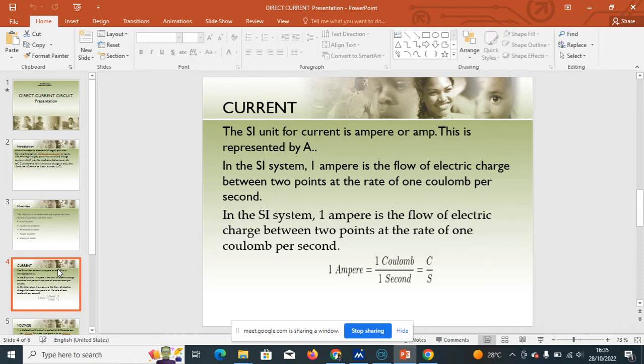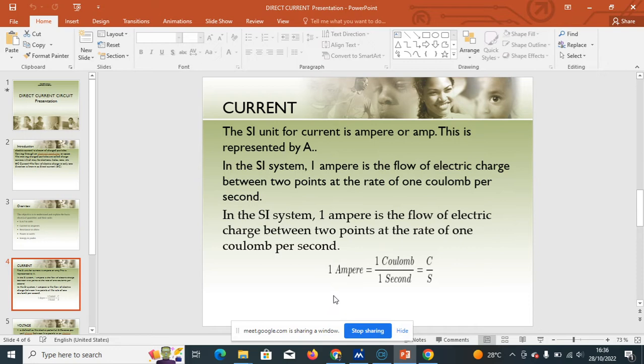Yes, good. If you flash back to your Form 4 physics, we learned about atoms. The inner part of the atom is made of protons and neutrons, and it is surrounded by an orbit which has moving electrons. Those moving electrons are what is considered as current. So current is the rate of movement of electrons from one area to the other through a conductor.